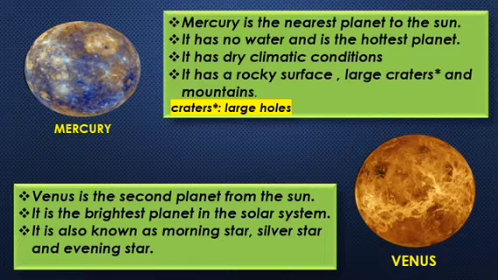Children, which planet is also known as morning star? Venus is also known as morning star. Children, do you know why is Venus called the morning star and evening star? The reason is Venus shines so brightly that it is the first to appear in the sky after the sunset, and it is the last to disappear before the sun rises.